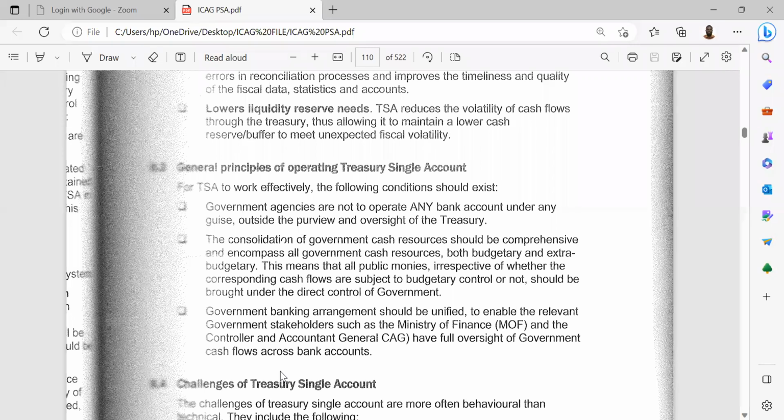Exactly. The principle is that government agencies are not to operate any bank account. This is the principle, right? They're supposed not to. Now, the second one, they're supposed not to operate any bank account under, what is that word? Hey, accountants. Guys. Let me catch you.